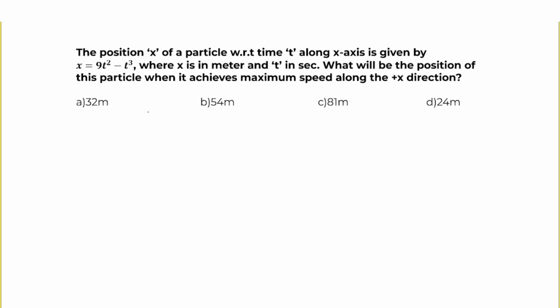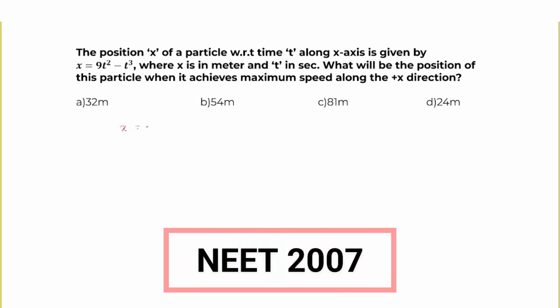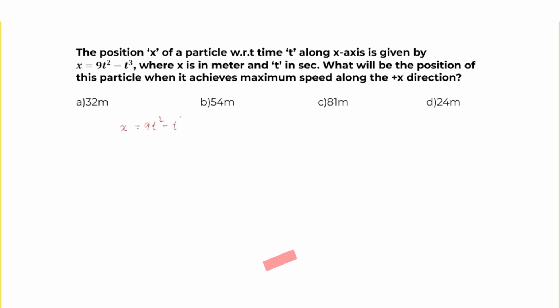Position x of a particle with respect to time along the x-axis is given by x equals 9t square minus t cube, where x is in meters and t is in seconds. What will be the position of this particle when it achieves maximum speed along the x-axis? So maximum speed means acceleration will be 0 here. So here we will have v, which equals dx by dt, and that will be 18t minus 3t square, right? That will be our velocity of the particle.